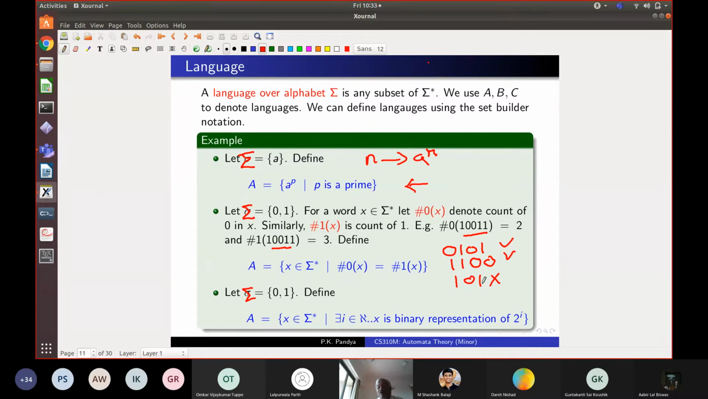Because the count of ones here is 2 and the count of 0 is 1, and these are not equal. Here there are 2 ones and 2 zeros, so it's fine. Here also there are 2 zeros and 2 ones. So as long as the count of 0 is equal to the count of 1, that string will be included in this language.